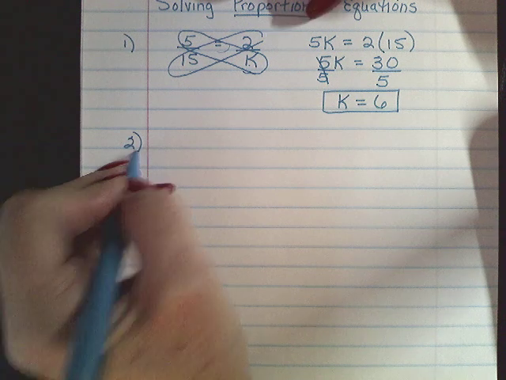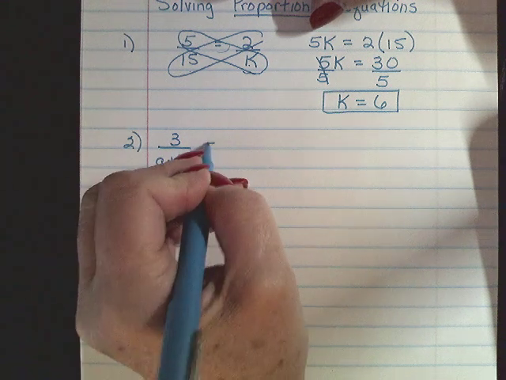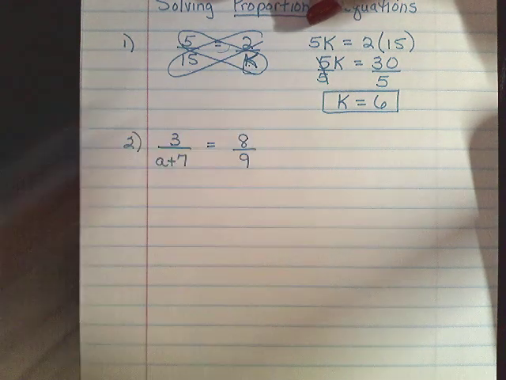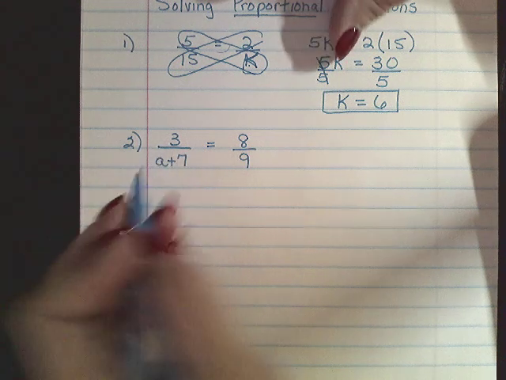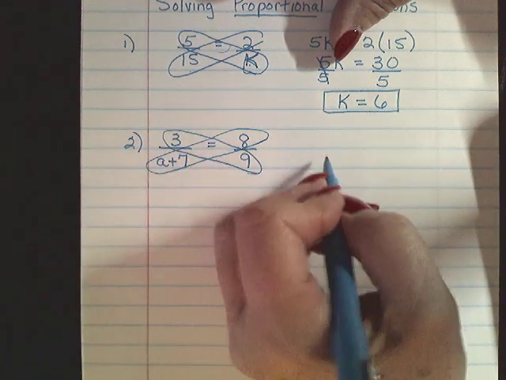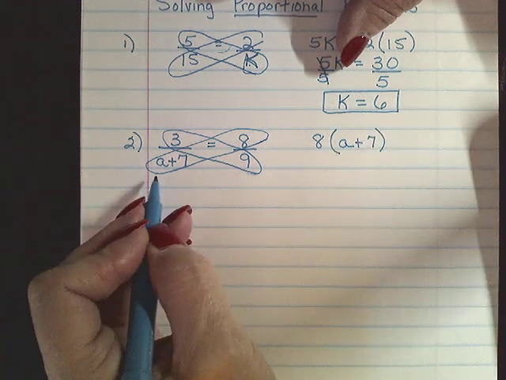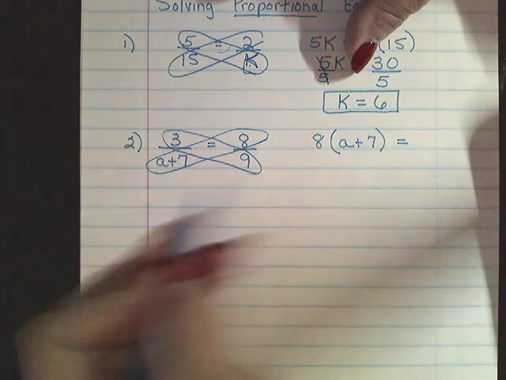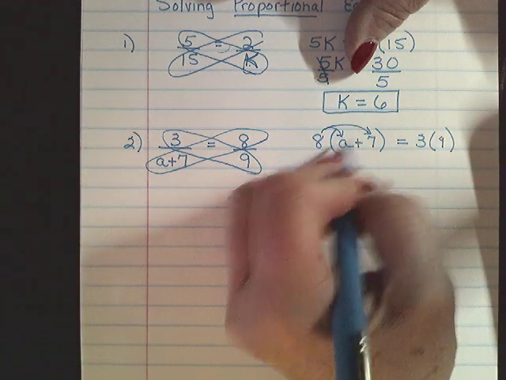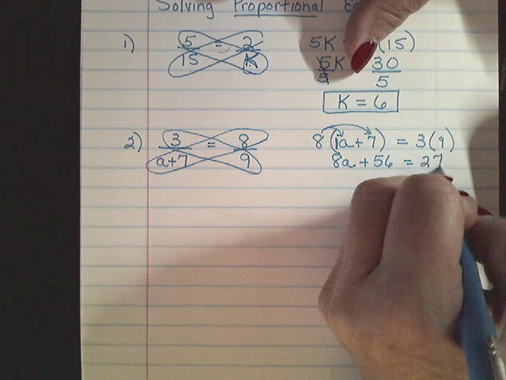All right, so what happens if we have an expression? So 3 over a plus 7 equals 8 over 9. Now here we had just the variable by itself, but now we have an expression. So we're still going to do the same thing. We're going to cross multiply. So I'm going to have 8 times a plus 7. You need to put that in parentheses. We're going to have to distribute that 8. And that's going to equal 3 times 9. 8 times 1a, you could put a 1 in front. That's going to give you 8a plus 56 equals 27.